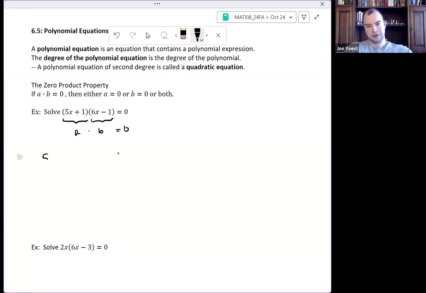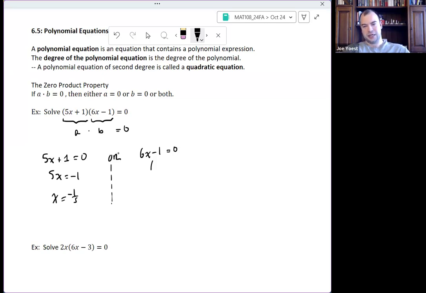That means either 5x plus 1 equals 0 or 6x minus 1 equals 0. So now we have two linear equations to solve, and we can solve these one at a time. Over here, I subtract the 1 over and divide by 5. And on the right side, I add 1 to both sides and divide by 6.